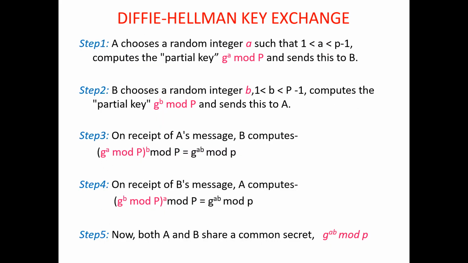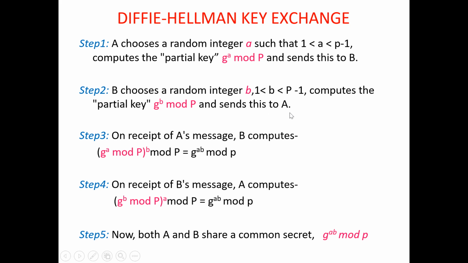The same steps, let us revise. Step 1, A chooses a random integer small a such that a is greater than 1 and less than P minus 1. It computes the partial key, that is G raised to A mod P, and sends this to B. Step 2, similarly, B chooses a random integer b such that b is greater than 1 and less than P minus 1, and computes the partial key G raised to B mod P and sends this to A.